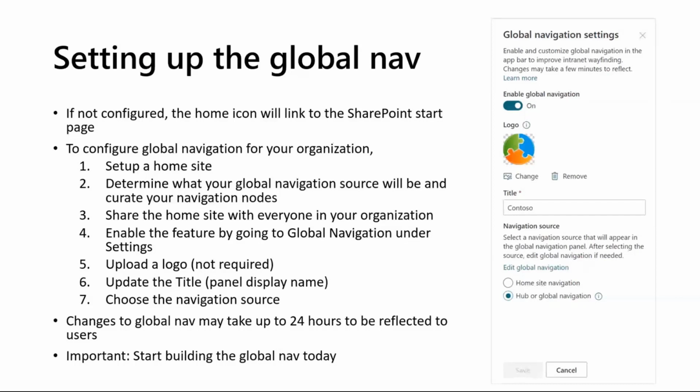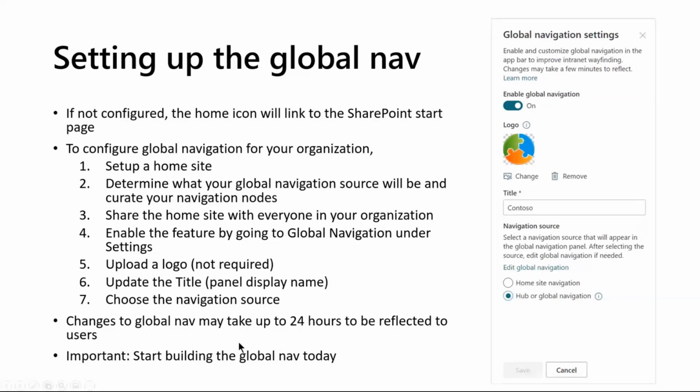If you wanted to start working on your global nav, you could start setting up now. And so you can start curating your navigation nodes. And that's kind of what I recommend here. Determine what your global navigation source is going to be, start curating your nodes, start sharing your site. And then once the feature hits your tenant, you can then enable it and upload the logo, update the title, and choose the navigation source. You can start building this today, no need to wait.